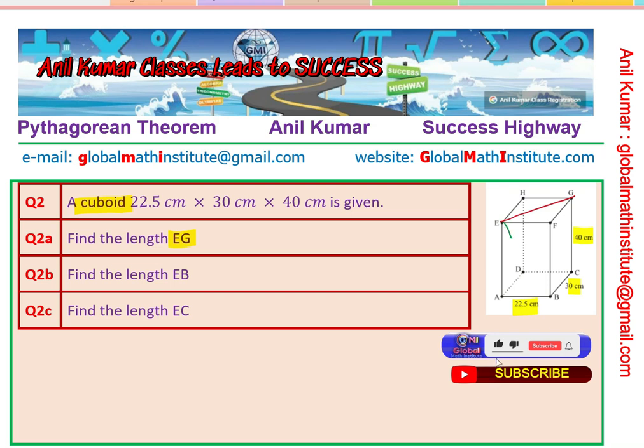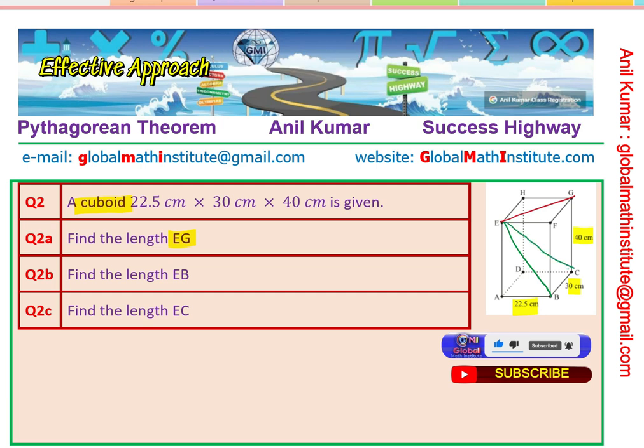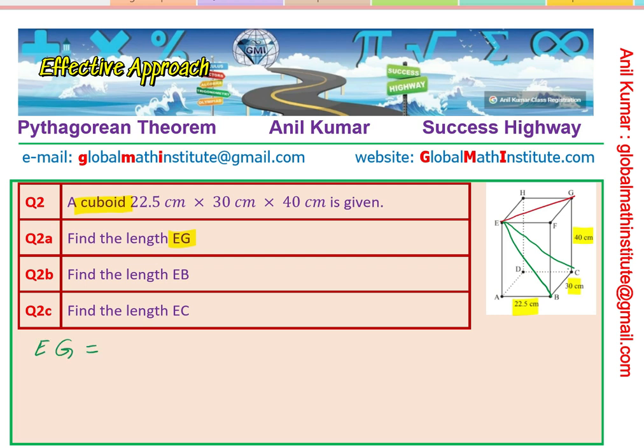E to B is in this plane. And then we have to find the length E to C, from E to this. So these are the three lengths which we need to figure out. Let's first figure out what E to G equals. Using Pythagorean theorem, because we have a right angle triangle on the top and the dimensions are 22.5, we'll square this plus the other dimension, 30 centimeters, we'll square that, and we'll later do the square root, right? Let's first square and add.